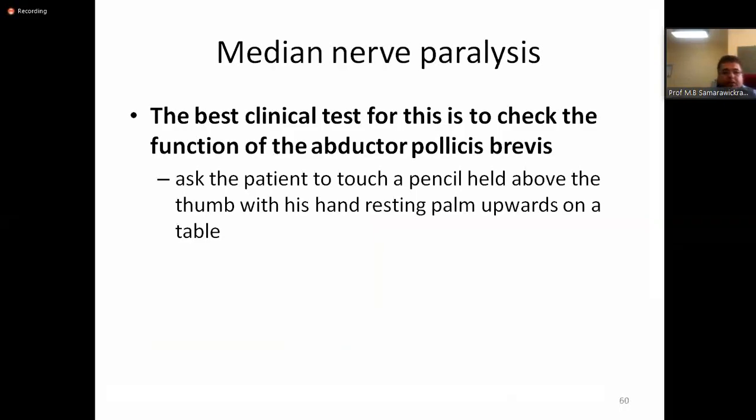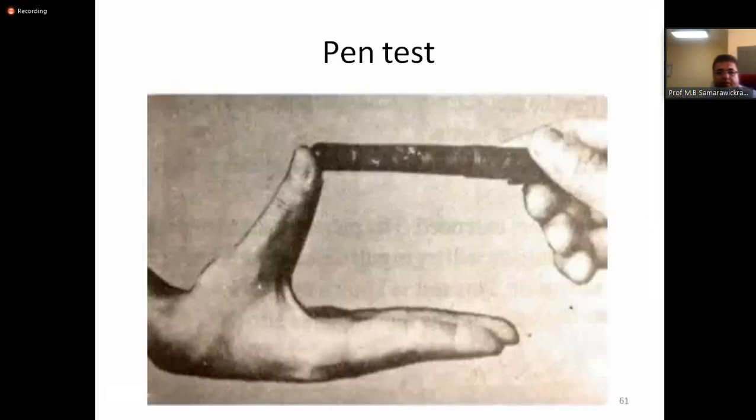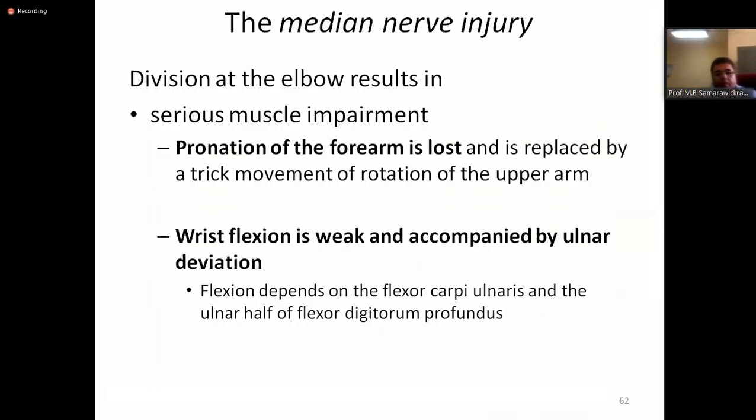Right, so the best clinical test to check the function of the abductor pollicis brevis is the pen touch test. This tests the abductor pollicis brevis, which is supplied by the median nerve. Right, so median nerve injury or division at the elbow results in serious muscle impairment.